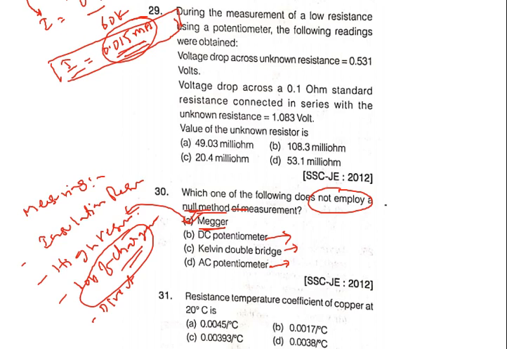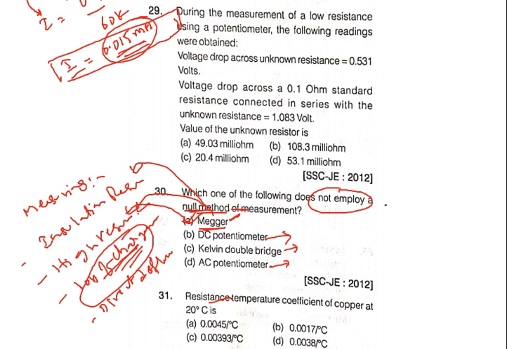Megger is used for measurement of insulation resistance, and Megger is used for measurement of high resistance. And what are the methods used in Megger for measuring high resistance? That is the loss of charge method and the direct deflection method. All these are important. Okay, next one. Here the answer is Megger. Which one of the following does not employ the null method of measurement? Megger is the correct answer.